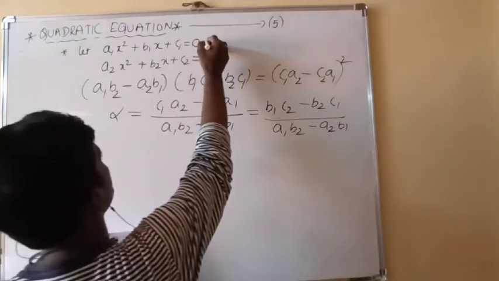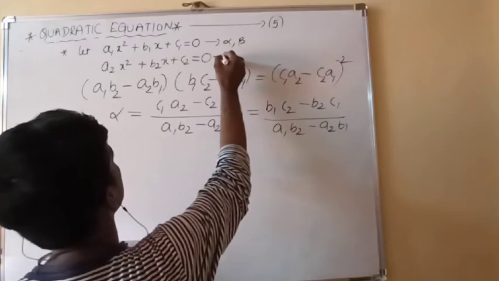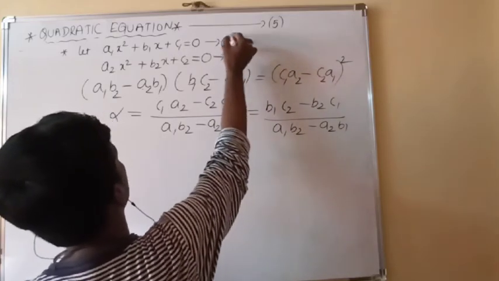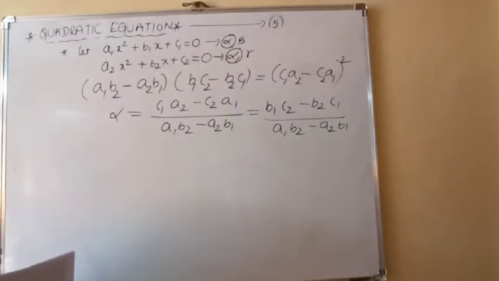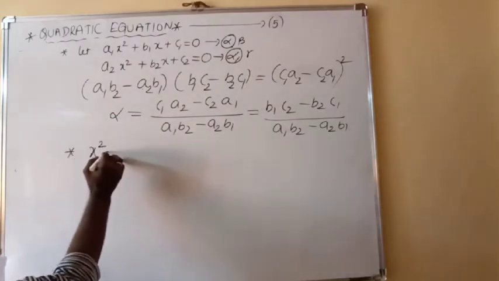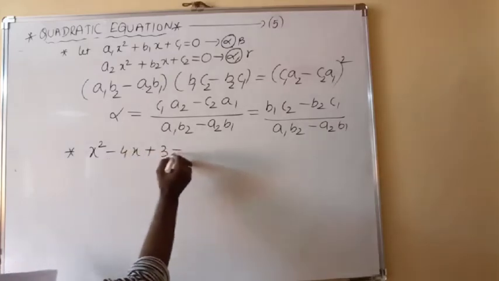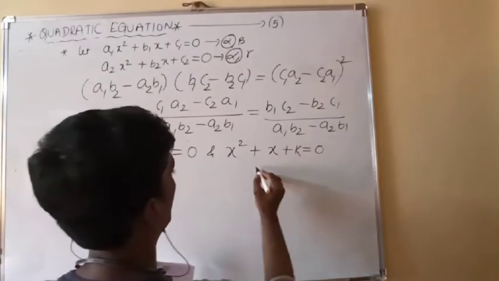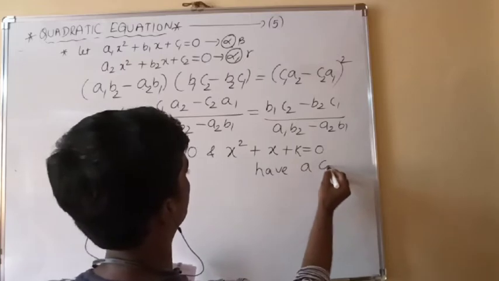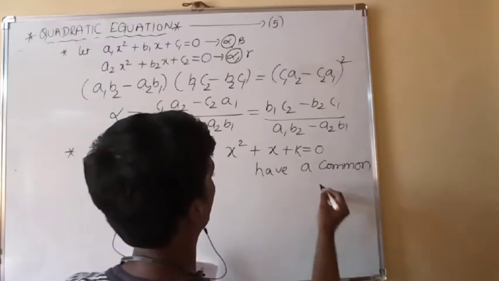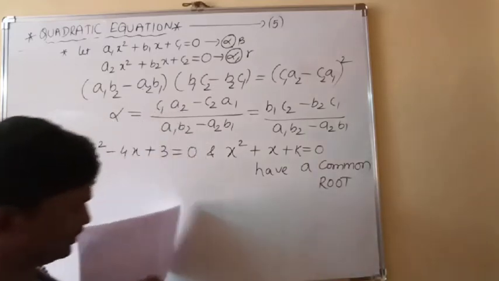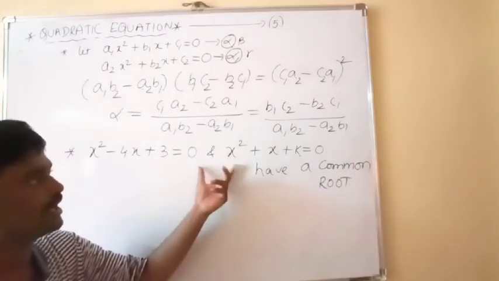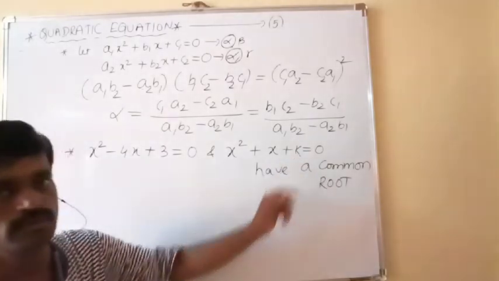That means a common root means this quadratic equation has the roots alpha, beta, and this quadratic equation has the roots alpha, gamma. So the common root is alpha. This is the condition and this is the common root value. One example: what is the value of k such that x square minus 4x plus 3 is equal to 0 and x square plus x plus k is equal to 0 have a common root? Given that these two quadratic equations have a common root, we have to find the unknown value k.